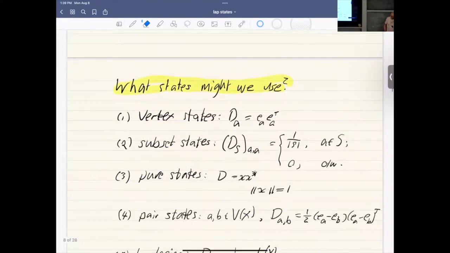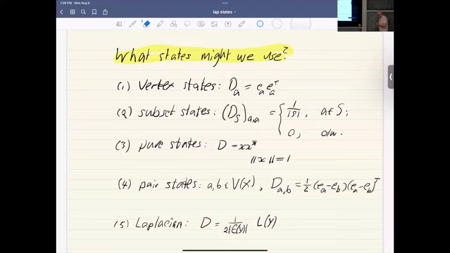So the other point is that I took my initial state to be E sub A transpose, and E sub B transpose, but you've actually got a lot of choice, and I want to be exercising that choice as we go on. So this is the first one I talked about, and this is what I'll call a vertex state. Instead of taking exactly one non-zero entry on the diagonal, you could take a set of ones on the diagonal, and I'm calling it a subset state.